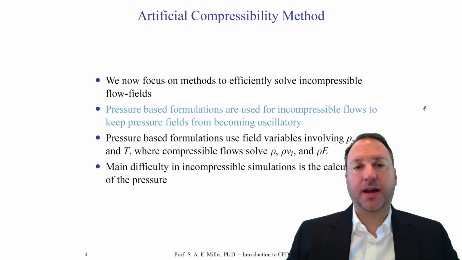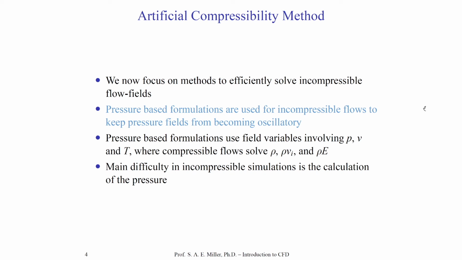So these checkerboard patterns appear for certain reasons, which you'll see in a few minutes. The ACM method is used to, of course, try to eliminate these checkerboard patterns in the pressure solution. This formulation is based on field variables, often involving the pressure, velocity, and temperature, where compressible flows will, of course, look at and examine densities, momentums, and energies. So the main difficulty in these incompressible solutions is, of course, the calculation of the pressure. And that's apparent in simpler methods where you find an oscillatory pattern in the pressure, which is fictitious because of the numerical method.